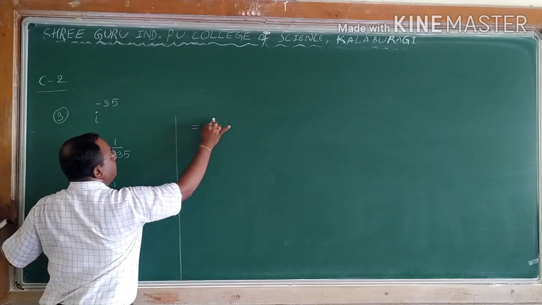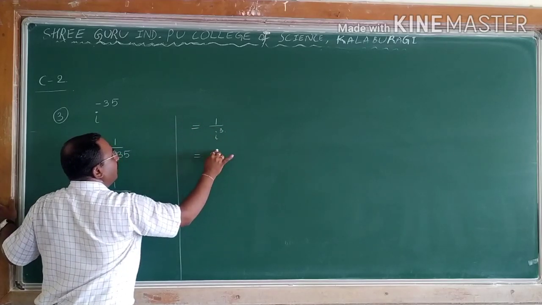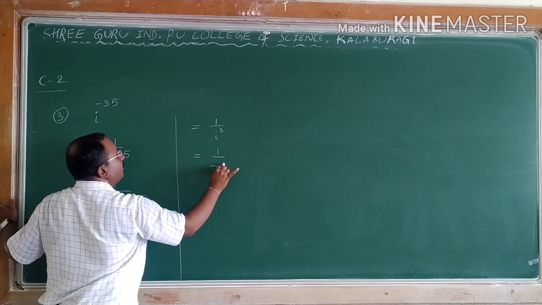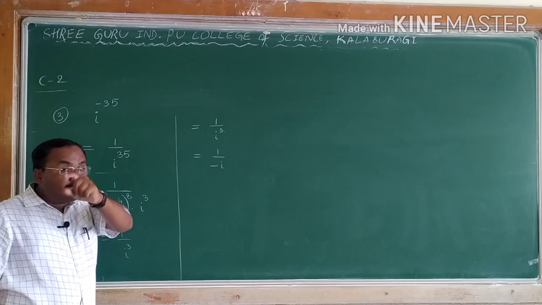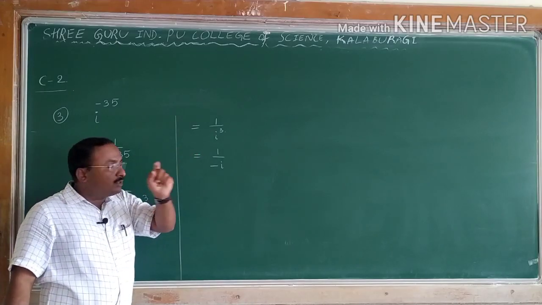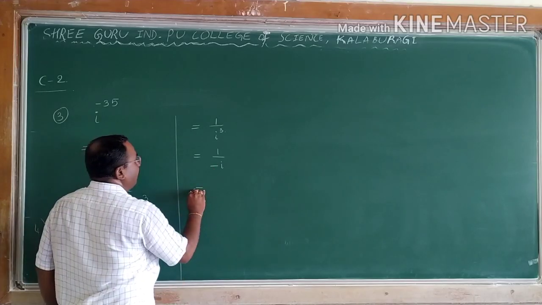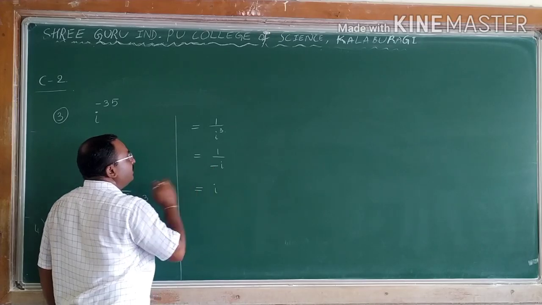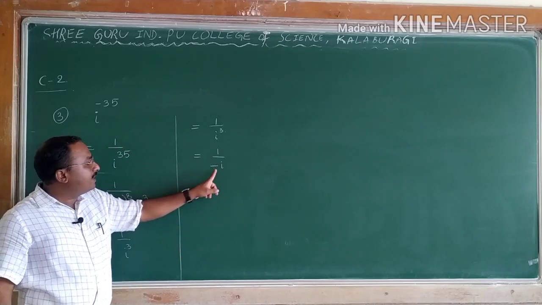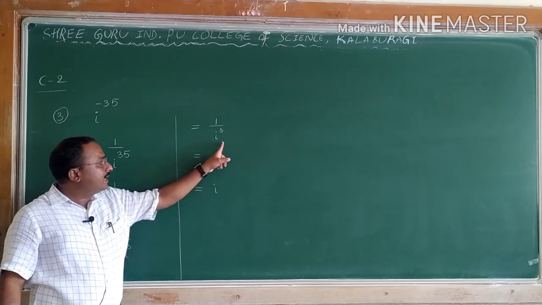I cube value is what? Minus i. Yes, note number 2. 1 by minus i is what? Plus i. Yes, that's the reason. Here 1 by minus i is what? Plus i. Yes, this form exists.